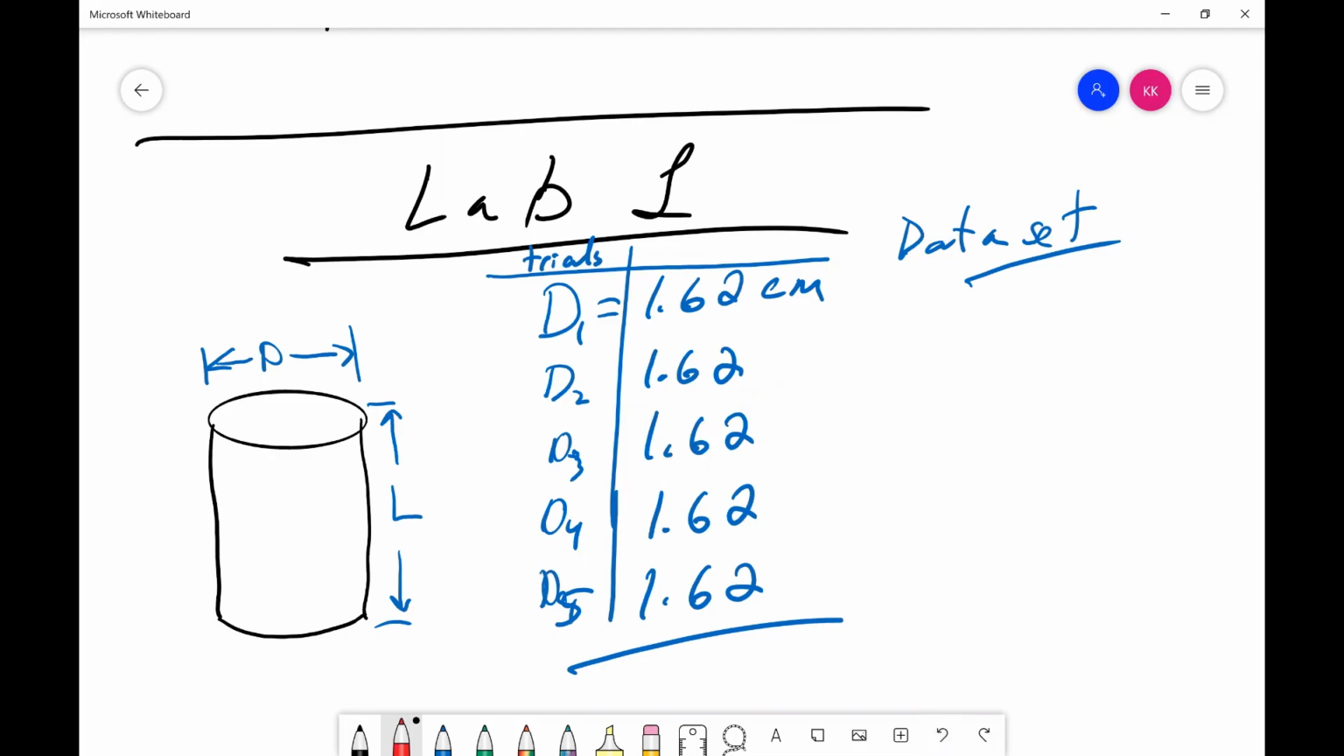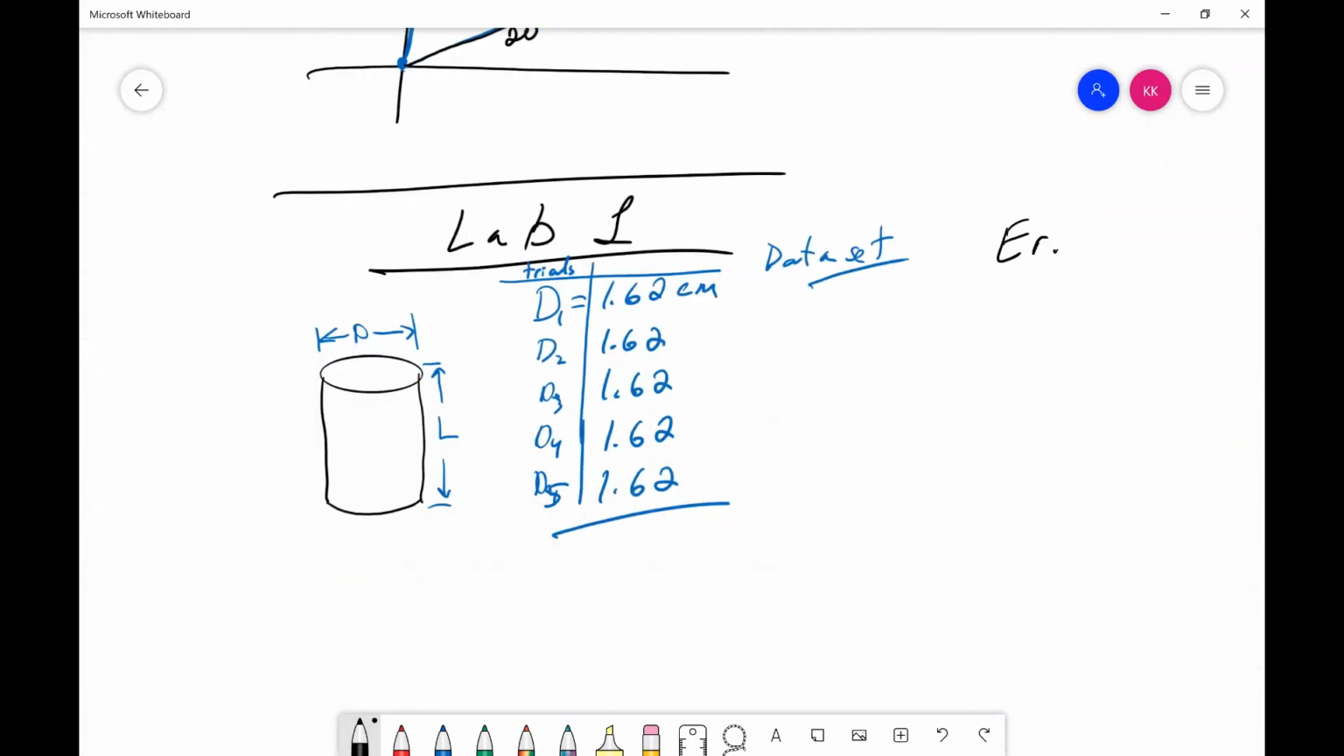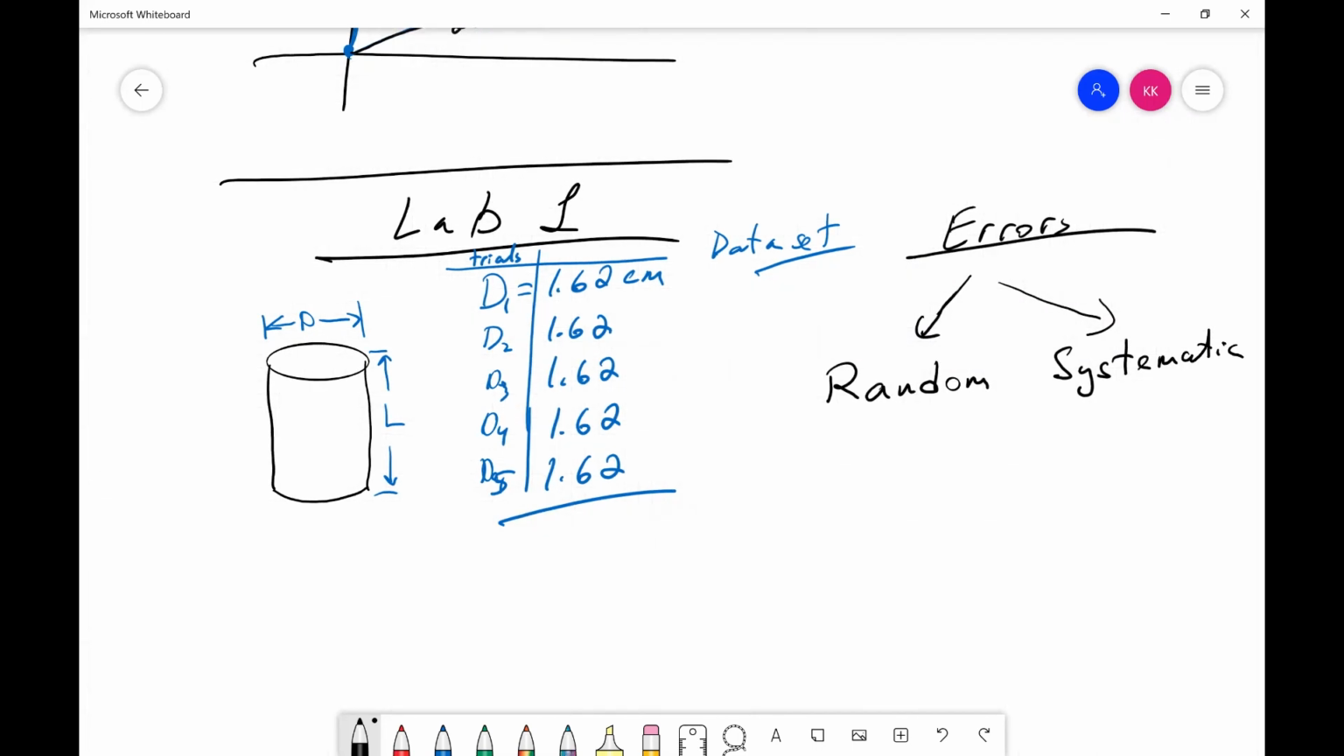And the reason it doesn't work like that is because in any experiment, we have errors, okay? That means any experiment involves errors. And errors come in 2 different types. We have random errors, and there are systematic errors. Okay. So random errors and systematic errors are always part of any experiment that you do.